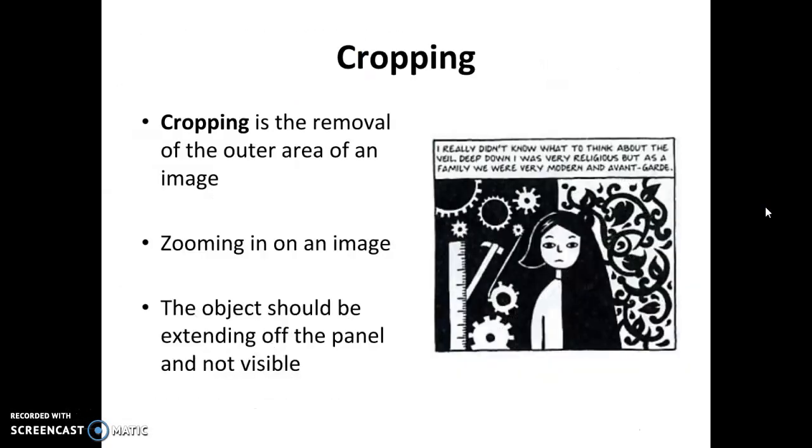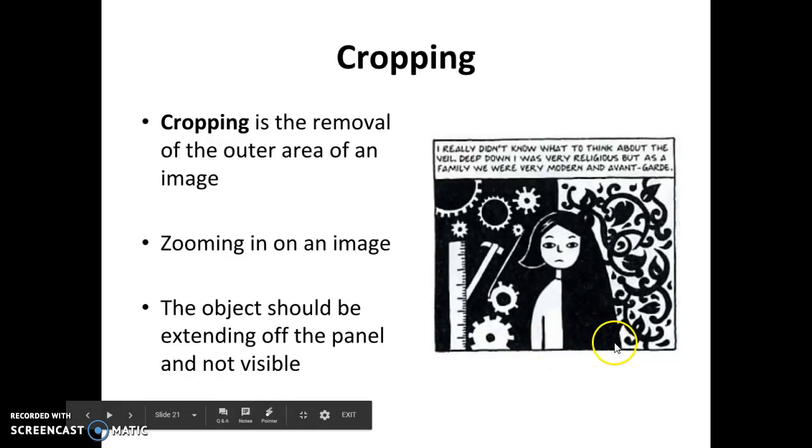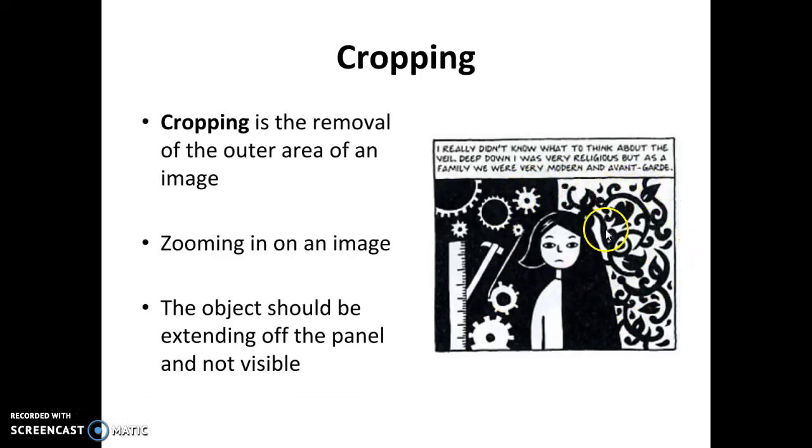Cropping is also an important vocabulary term for this unit. Cropping is the removal of the outer areas of an image. In other words, it's when you zoom in on your image and certain parts of the object are going to be extending off the page. So in this panel, you can see that below the belt or below the waist and lower in the legs have been cropped or eliminated, focusing on probably the facial features or just not needing to show the legs.